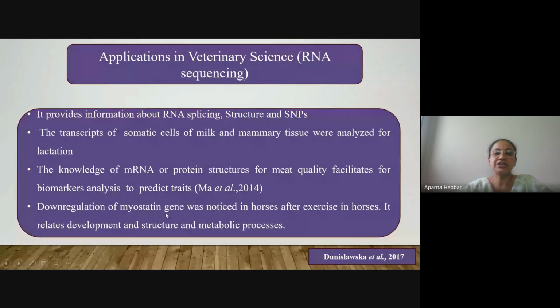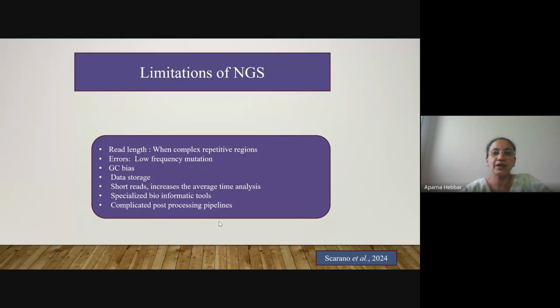Then the myostatin gene was found downregulated in horses after exercise, and it can be related to developmental or metabolic processes or structural differences. So this is also an important point. However, this is useful in many sequencing methods, and it is applicable in veterinary science in many places.